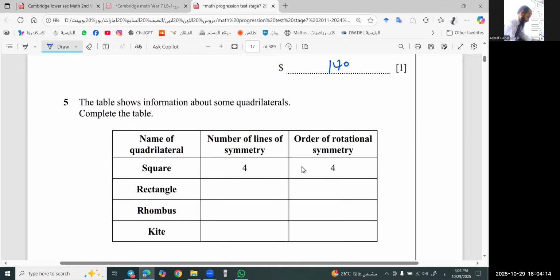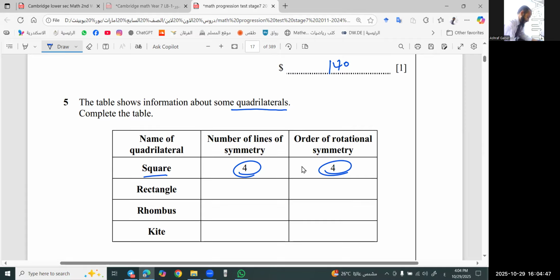Okay. In this exercise, the table shows information about some quadrilaterals. Quadrilateral means a figure formed from 4 sides. Have you listened to this before or not? The order of rotational symmetry and the number of lines of symmetry. Not yet. Okay. In this exercise, we have the square, with 4 lines of symmetry and order 4 of rotational symmetry. Rectangle, how many lines of symmetry and what order of rotational symmetry?